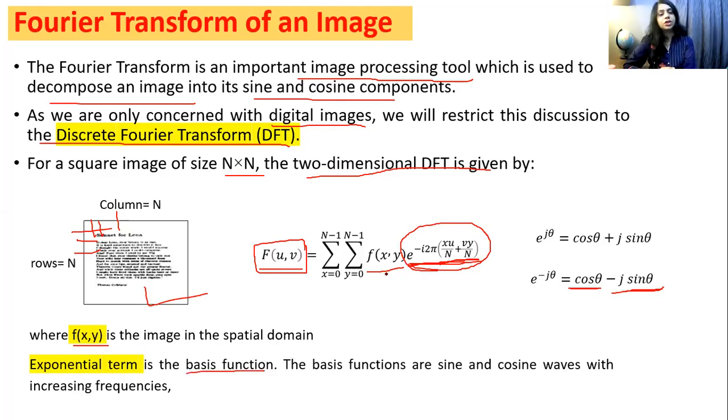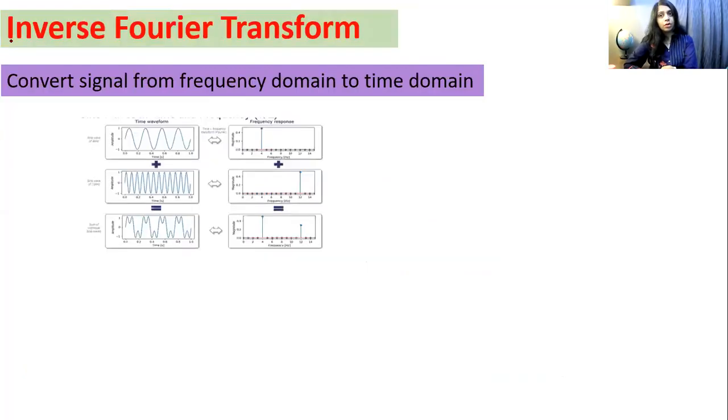What is the meaning of basis function? According to the value of this basis function, the value of this Fourier transform will change. The basis functions are sine and cosine waves. Why? Because it is in the form of e raised to power minus j theta. That means it is cos theta minus j sin theta, and that's why the basis functions are sine and cosine waves with increasing frequencies.